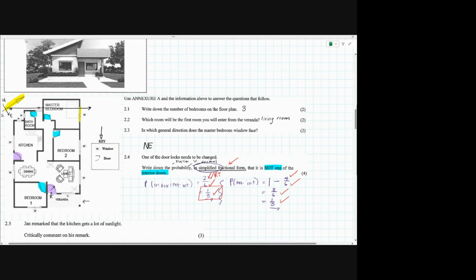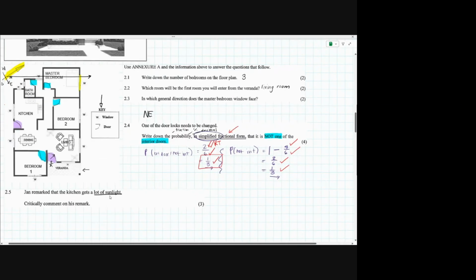Okay, and this is kind of what I was saying earlier in 2.5. Jan remarked that the kitchen gets a lot of sunlight. Critically comment on his remark. Okay, so there's a few things that we just need to understand before we get into this. Critically comment is basically tell me whether he's right, and then give me a reason why he's right. Don't just be like, yes, Jan is right, or no, Jan is wrong, or whatever the case is. Tell me why. Tell me why you think that this is not a correct answer for the question.